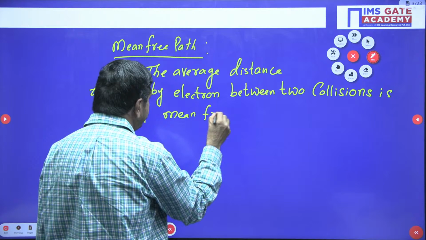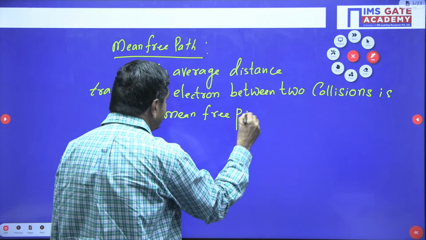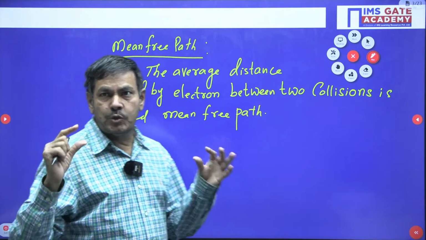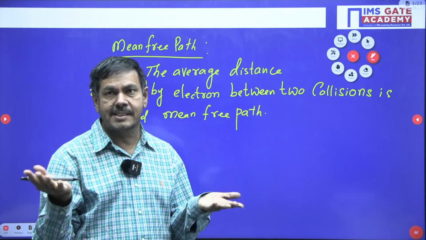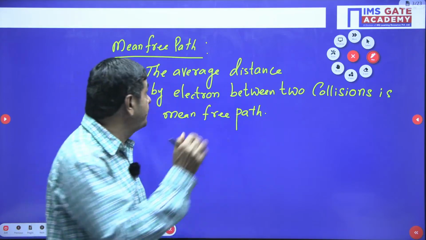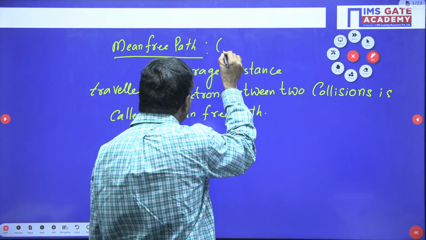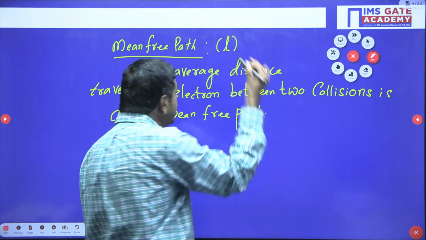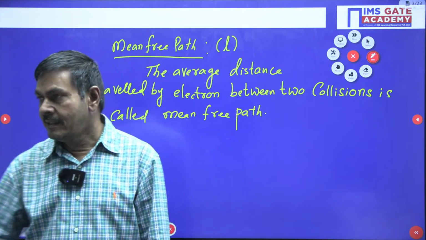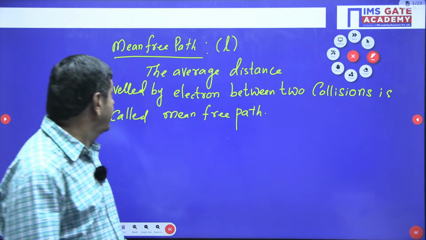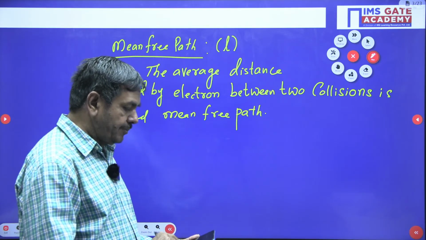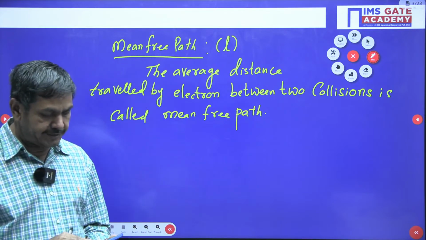In a simple way you can define: between the two collisions it covers some distance, and the distance is nothing but the mean free path. That's why mean free path can also be denoted by the symbol L. Some distance is covered by the electron between the two collisions only. So that is one of the definitions for the conductors. And one more definition is also more important. First let me complete these definitions.